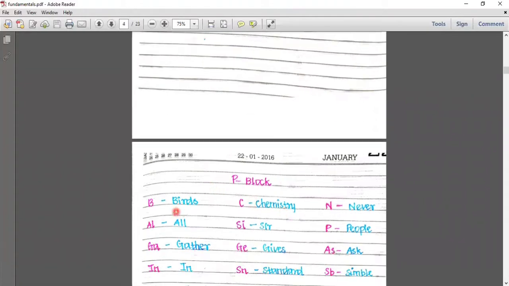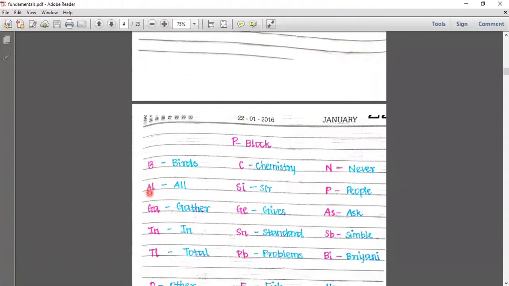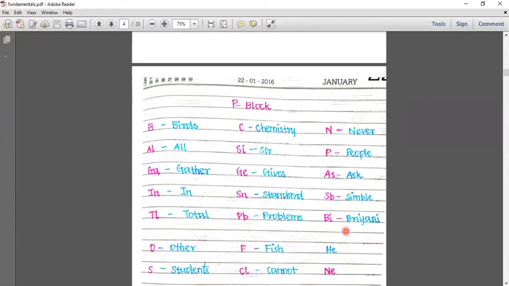In p block elements, boron family: boron, aluminium, gallium, indium, and thallium. "Birds all gather in total." Next, carbon family: carbon, silicon, germanium, tin, lead. "Chemistry sir gives standard problems." Nitrogen family: nitrogen, phosphorus, arsenic, antimony, bismuth. "Never people ask simple biryani." Don't say simple biryani, say simple biryani so that it becomes SB.